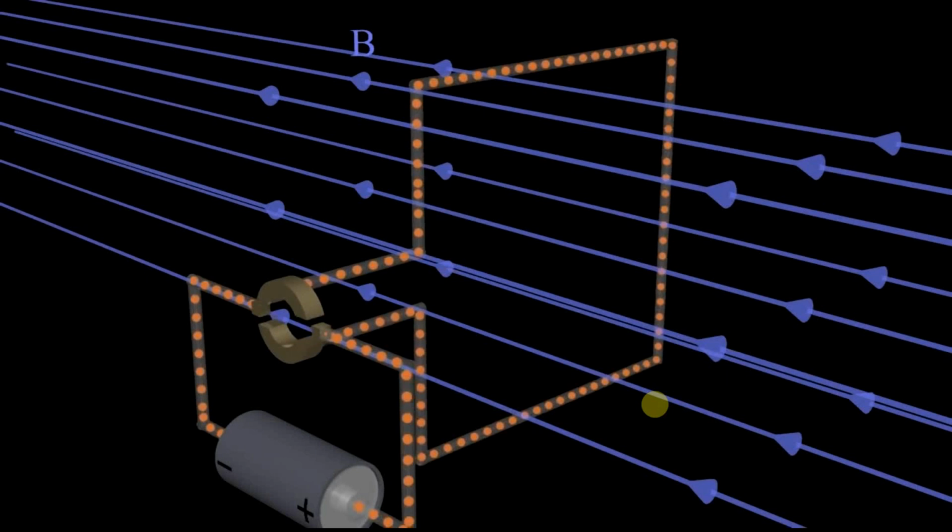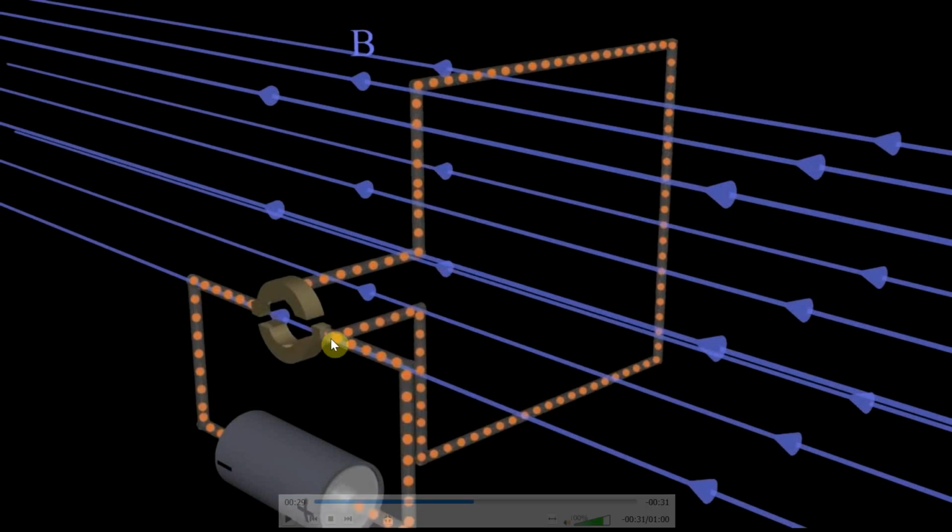Then there's no force to get it going. So modern motors, instead of having one loop, have three at 120-degree angles. If you do it that way, no matter where the motor stops, there's always going to be a net force to get it to start to rotate and keep rotating.